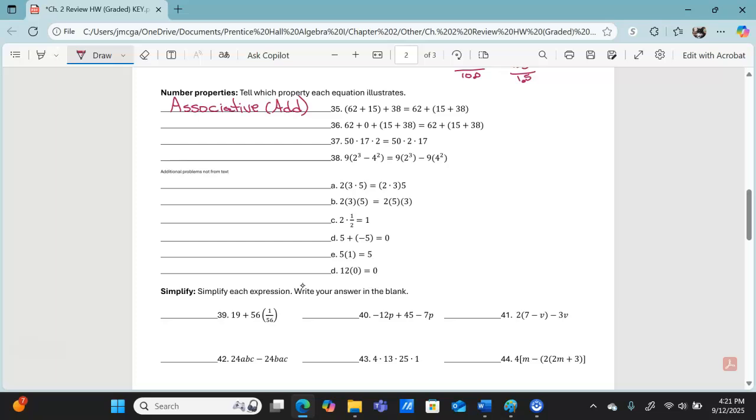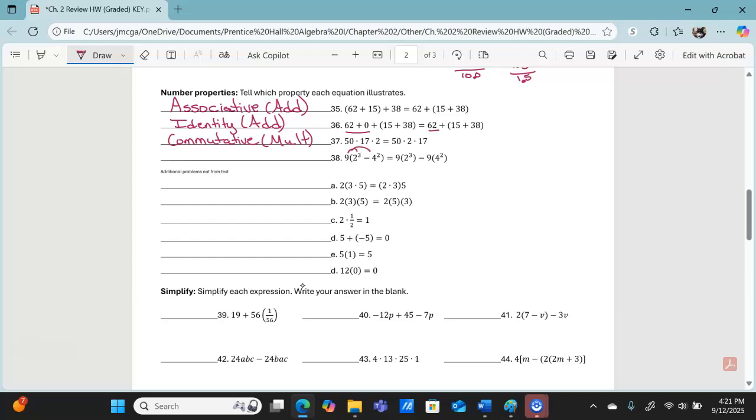Here, 62 plus 0 equals 15 plus 38 in parentheses. What has changed is that has become 62. And that is the identity property of addition, where we start and stop with the same number. I started with 62 and I ended with 62. Here, 50, 17, 2, 52, 17. The order of the numbers has changed. That's the commutative. And it is multiplication.